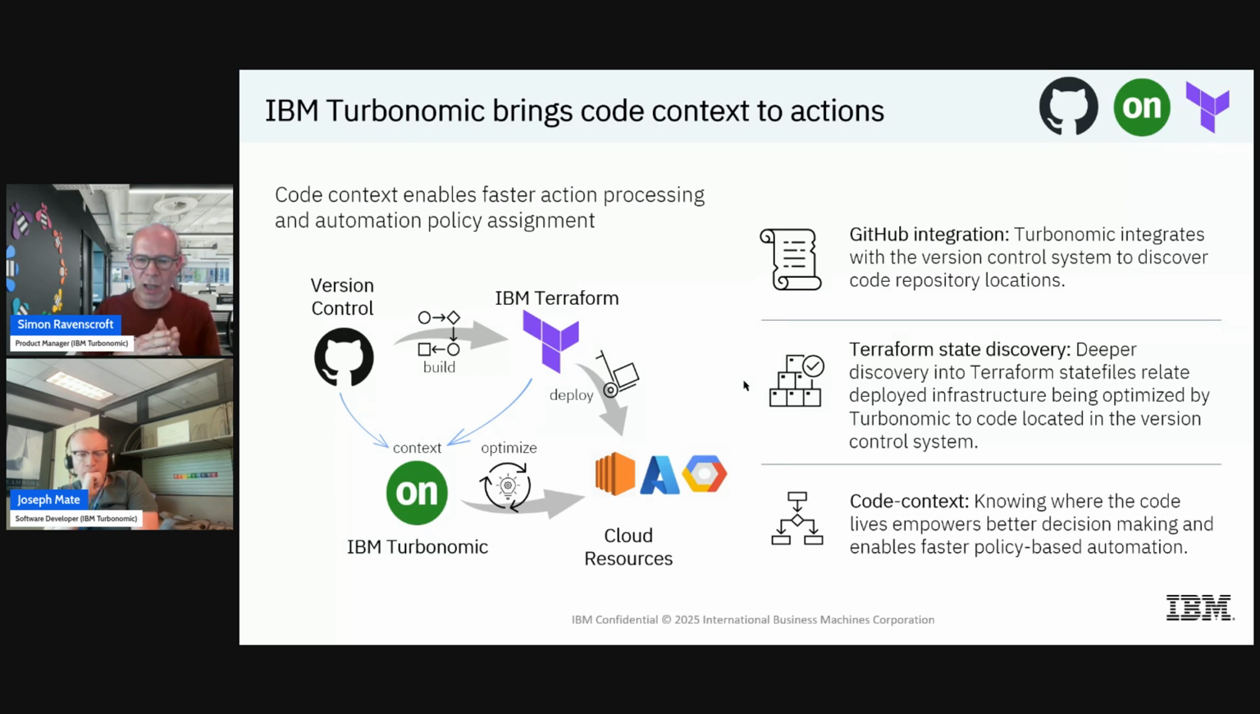But by integrating directly with GitHub, Turbonomic is able to scan across the organization in a read-only way to find out which of the repositories of code contain HashiCorp configuration language, or HCL, which is the language that Terraform uses to describe resources so that it can deploy them. And then when we identify the repositories that have that in, we do a deeper Terraform-specific discovery into those repositories to identify where the state files live.